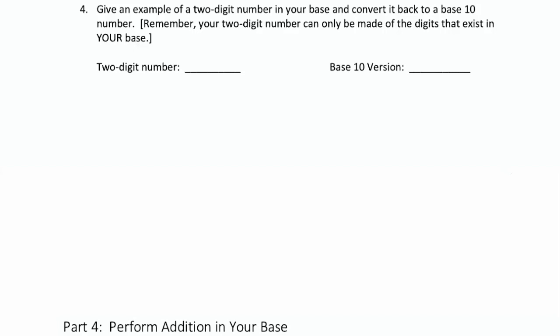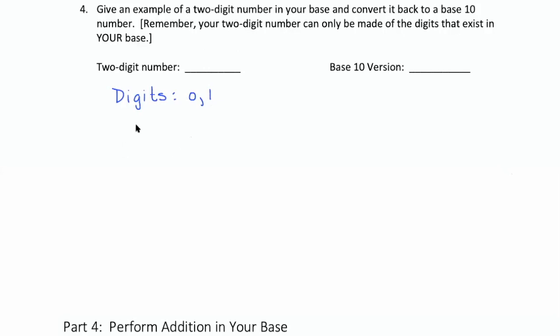Next in the investigation, I'm going to ask you to give an example of a 2-digit number in your base and convert it back to a base 10 number. And remember, you can only make your 2-digit number using the digits that exist in your base. So because I am in base 2, the only digits I'm allowed are 0 and 1. So for my choices of making 2-digit numbers, I don't have a lot of options.